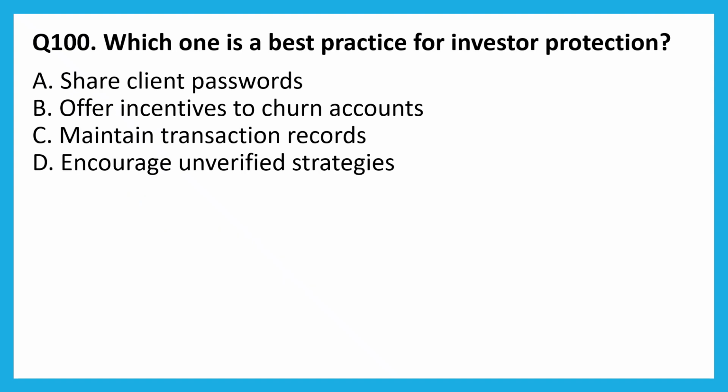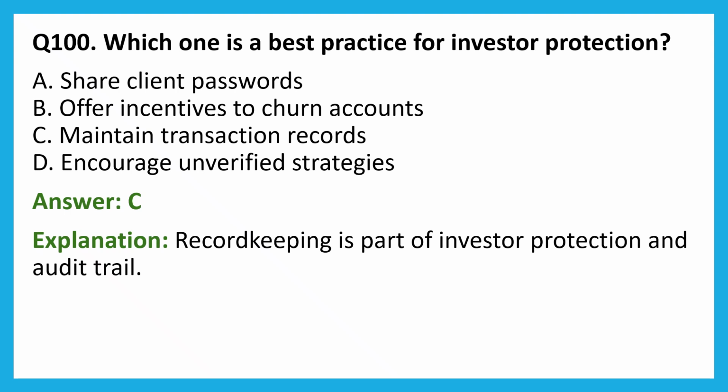Next question. Which one is a best practice for investor protection? Option A, share client passwords. Option B, offer incentives to churn accounts. Option C, maintain transaction records. And option D, encourage unverified strategies. Correct answer is option C, maintain transaction records.